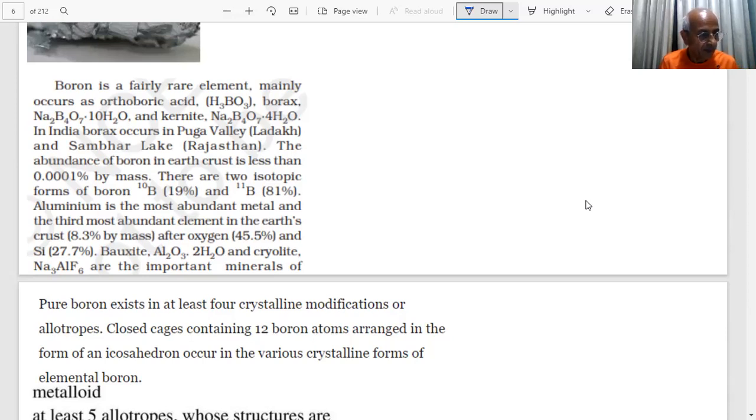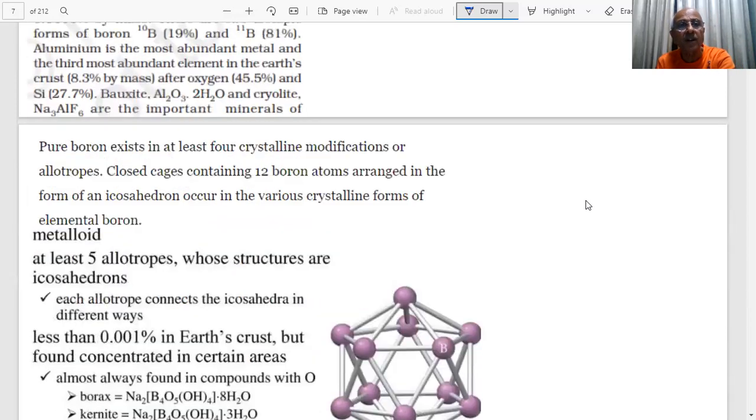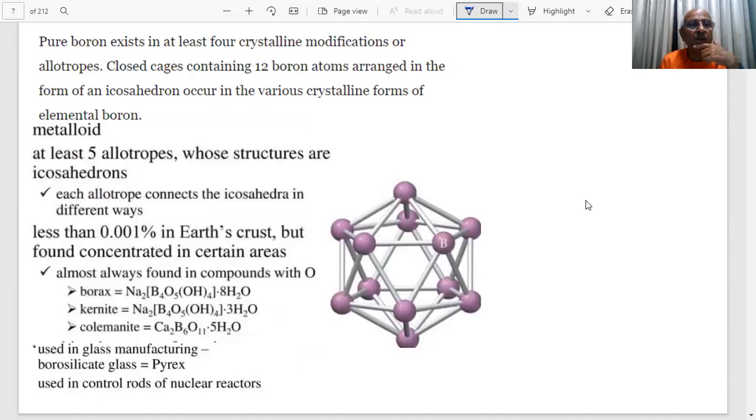No, sir. The actual formula of borax is Na2[B4O5(OH)4].8H2O, where the 8H2O is outside the bracket. But the question was given with four choices, and this was also there. That is why I brought it to your attention. Why is boron so hard?